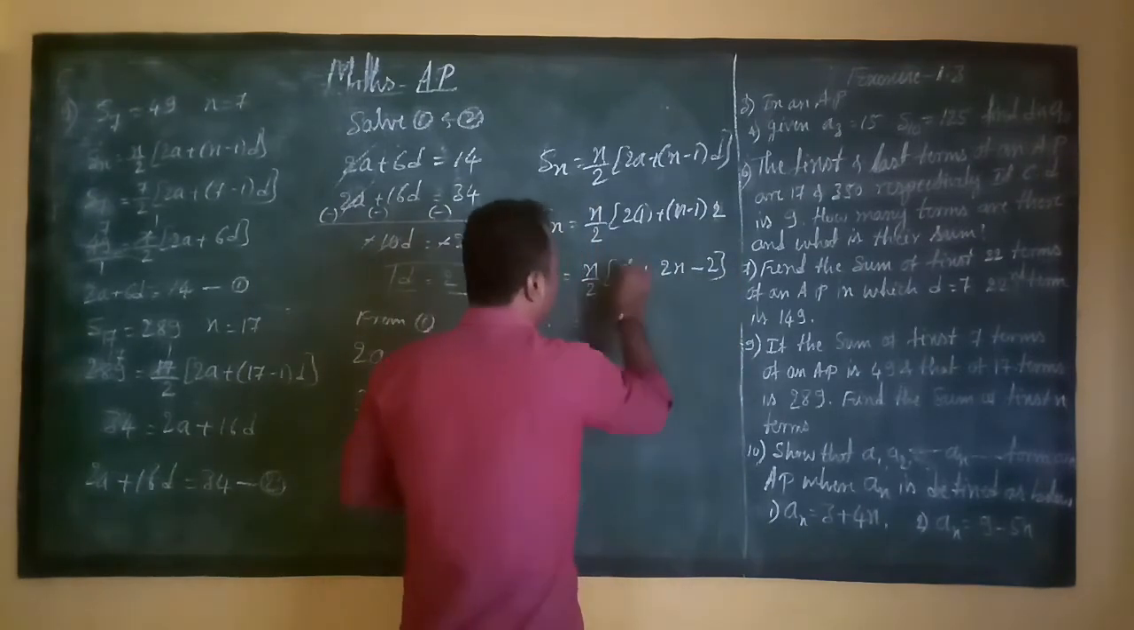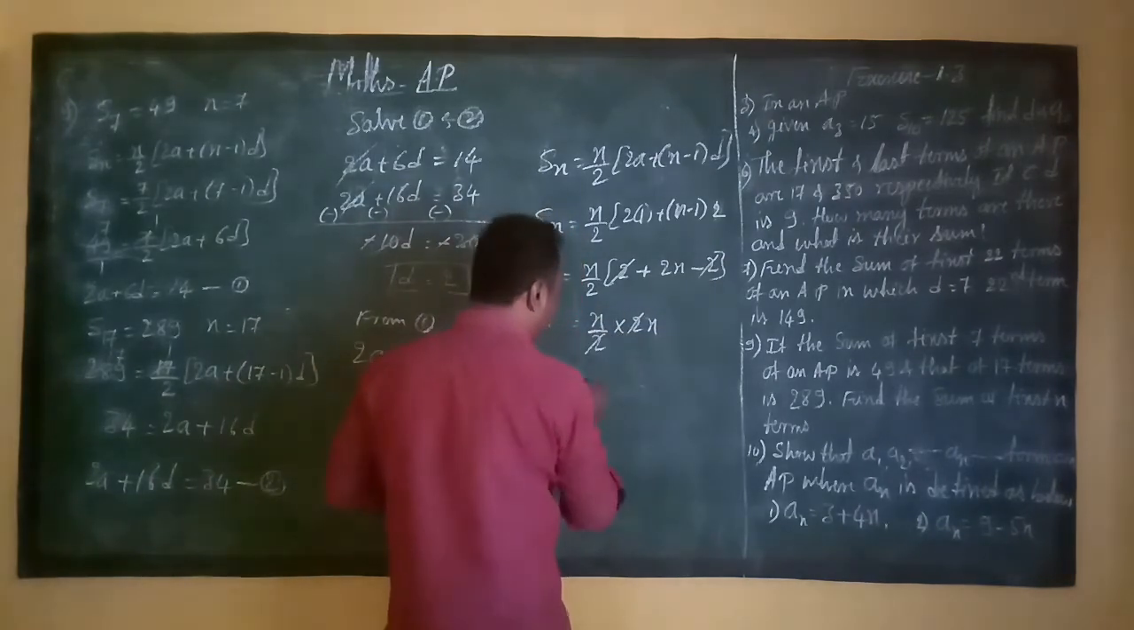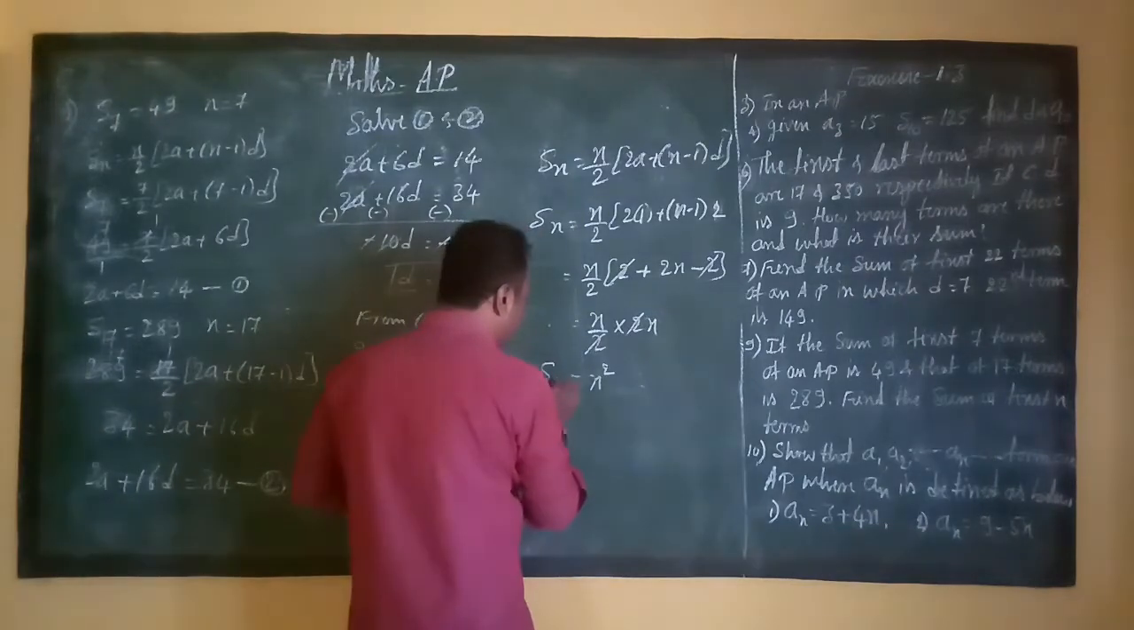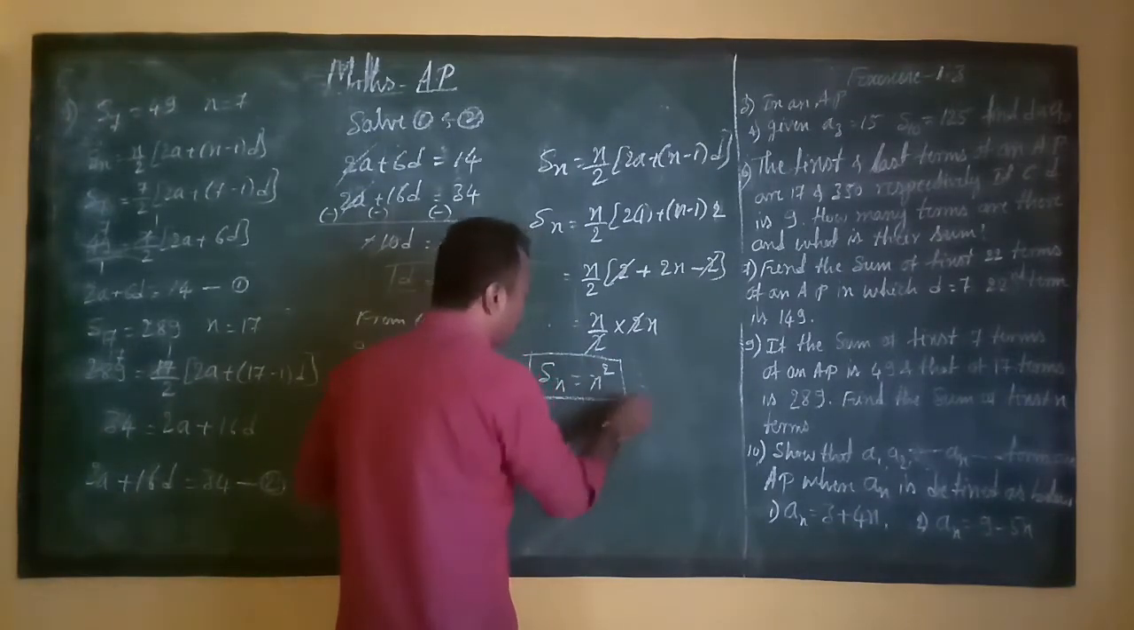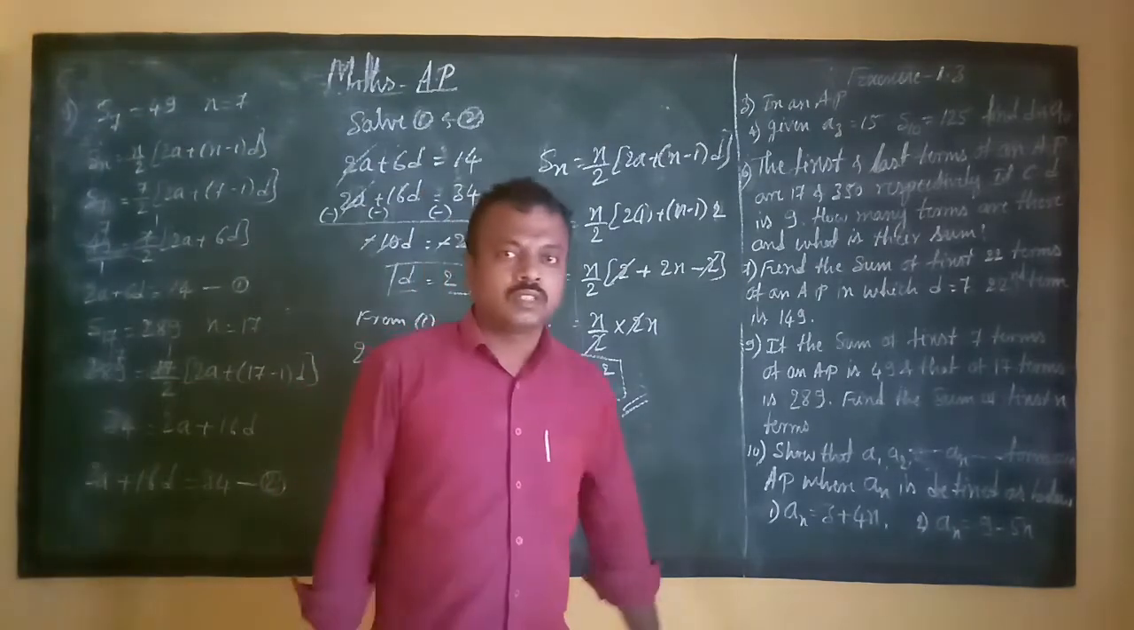Next, plus 2 minus 2 get cancelled. Remaining n by 2 into 2n. So 2 get cancelled. Remaining is n square. This is Sn. So Sn is equal to n square. Do you understand? Okay, students.